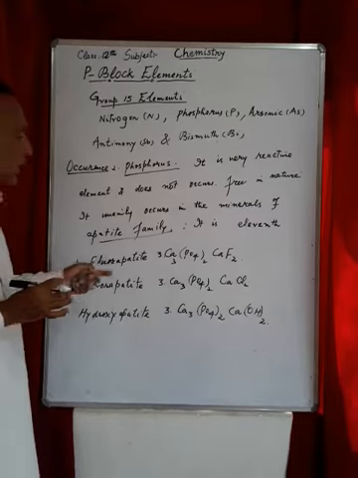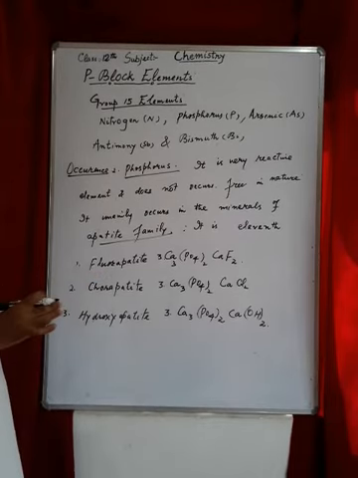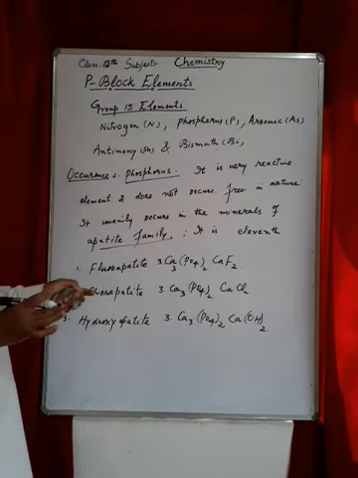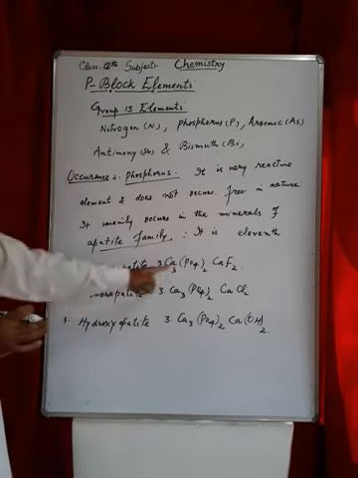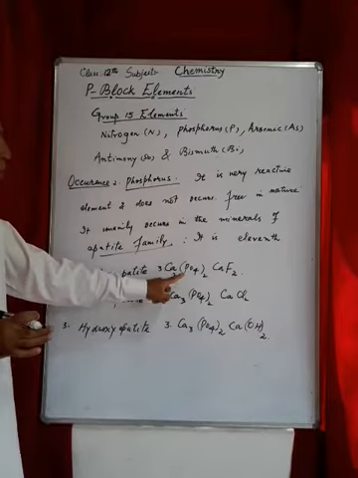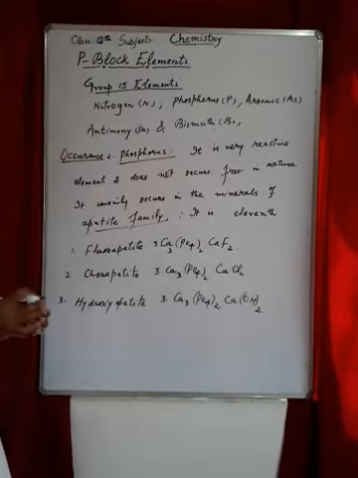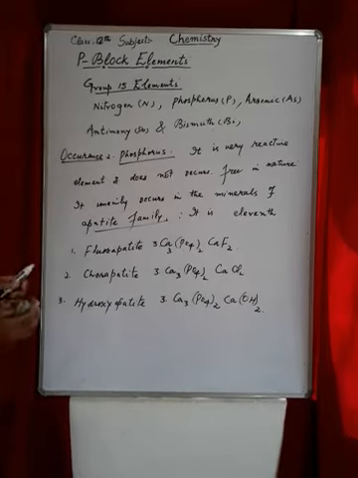It is the main constituent. It occurs in animal and plant species, and it occurs in the bones, teeth, and living cells. So this was all about phosphorus.